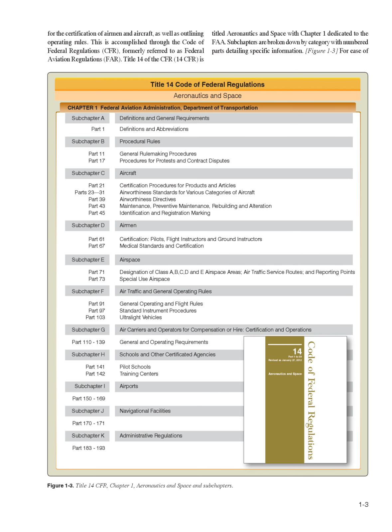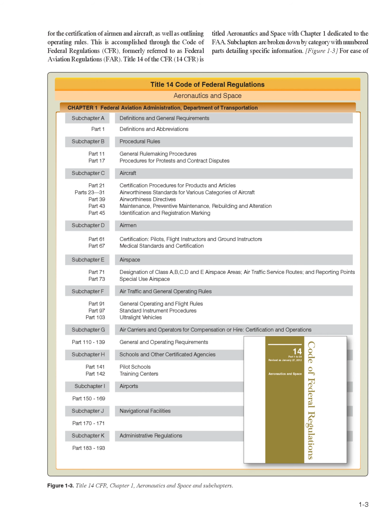Subchapter A. Definitions and General Requirements. Part 1. Definitions and Abbreviations. Procedural Rules. Subchapter B. Part 11. Part 17. General Rulemaking Procedures. Procedures for protests and contract disputes.